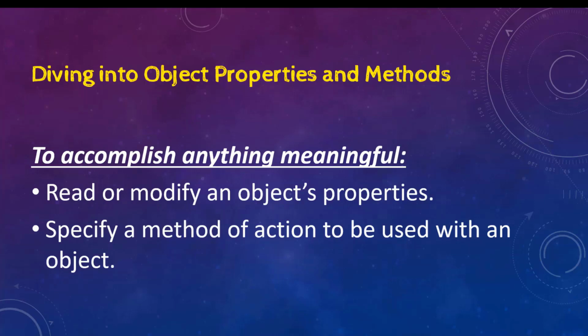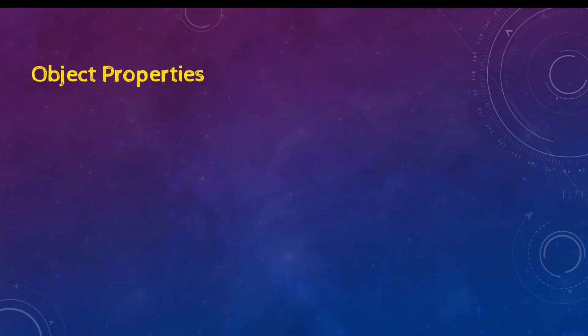With literally thousands of properties and methods available, you can easily be confused. But as I have said before, you will never need to use most of the available properties and methods. Object properties. Every object has properties. You can think of properties as attributes that describe an object. An object's properties determine how it looks, how it behaves, and even whether it is visible.